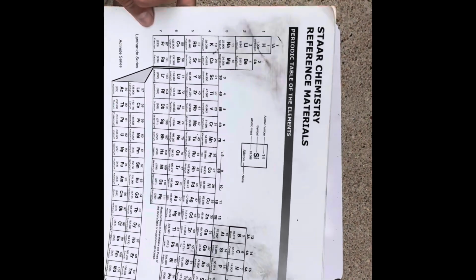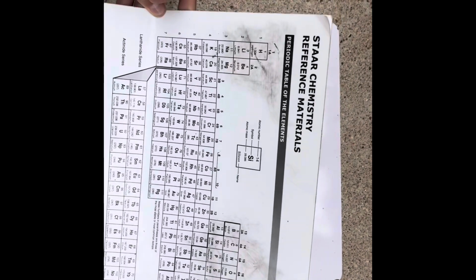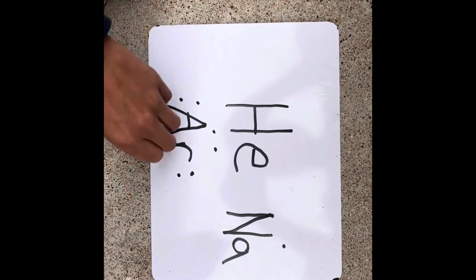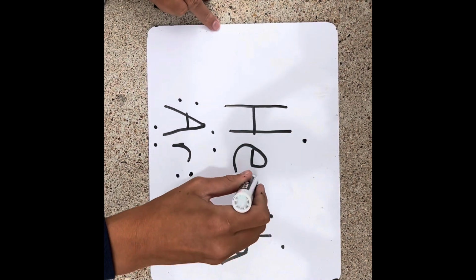But helium does not follow this rule. Helium's a little bit weird. It can only hold 2 valence electrons. So you would write it here and here, following the elemental Lewis structure correctly.